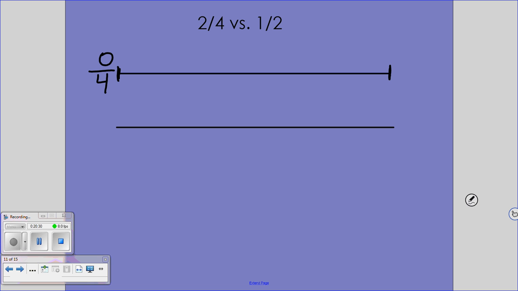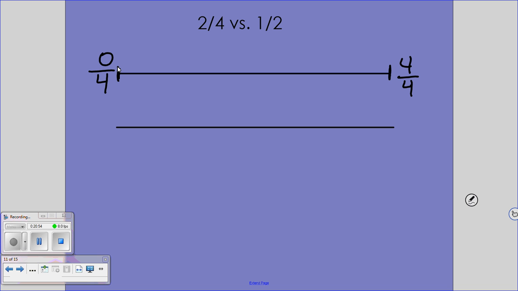What's going to be the end of my line? So I'm trying to have a whole. Okay, then 4/4. Alright, what's going to go on the inside of my top number line?